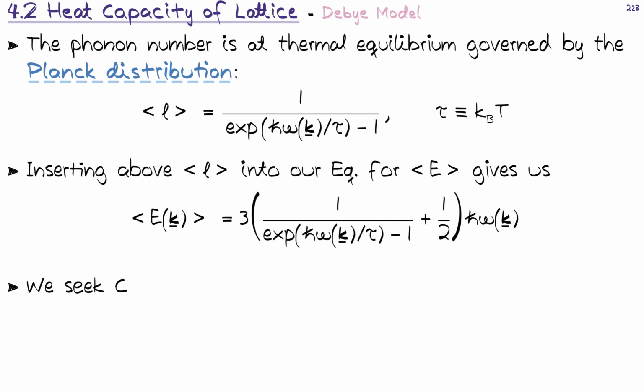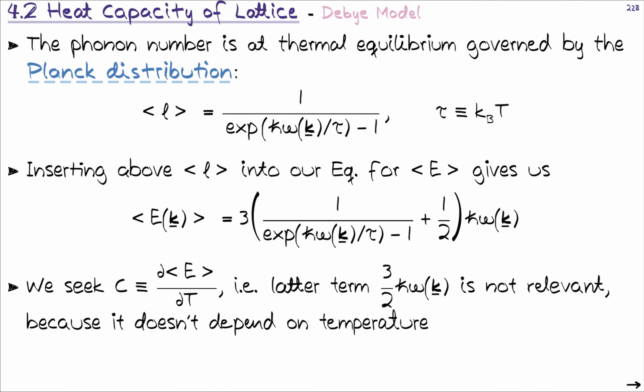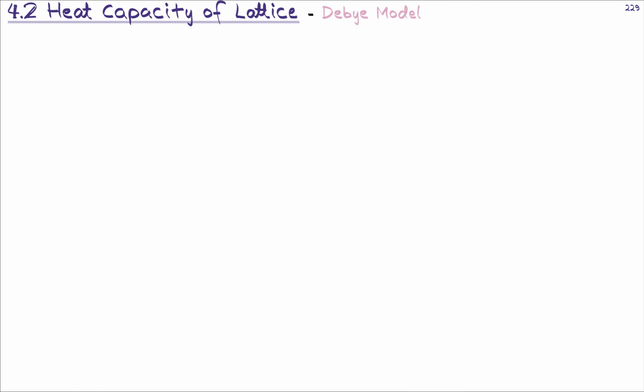And we want to calculate the mean energy because we want to calculate the heat capacity, and then we want to calculate the partial derivative of mean energy with respect to temperature. So we don't really care about the latter 3 times h bar omega over 2 term, because that doesn't depend on the temperature. So please note this fraction multiplied with 3 doesn't matter in our treatment, because it doesn't depend on the temperature. So that doesn't play a role in the heat capacity of the solid. I hope it's obvious to you now.